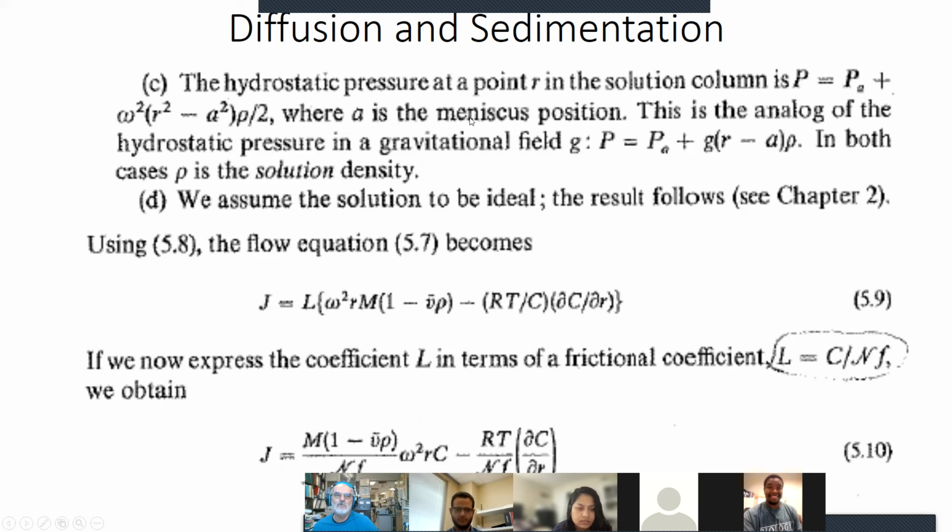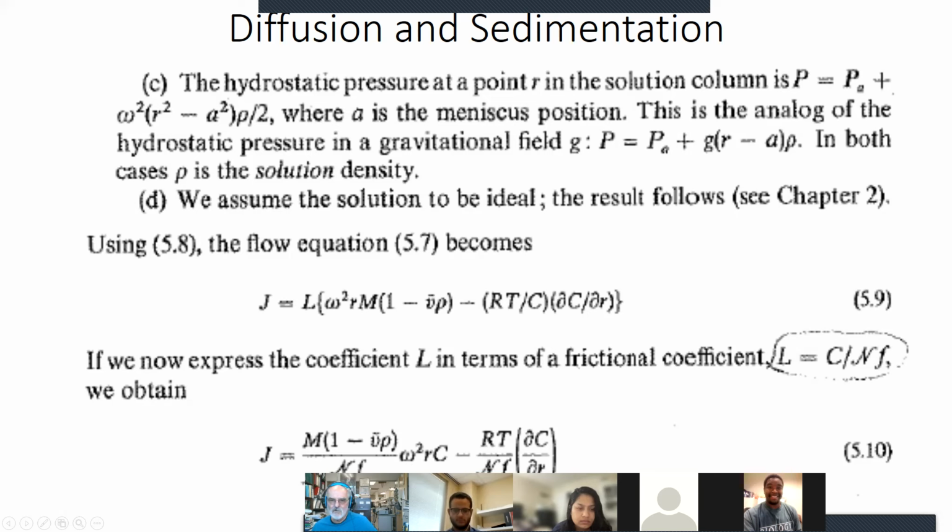This is walking you through what the pressure dependence is in r. And so you end up with this equation involving the flow, ω²r times the molecular weight and a buoyancy term. Okay, and then here's the other term involving the concentration dependence. The connector from up above is C over NF. And so we can plug that into this total equation, and we see that the flow is equal to this molecular weight term times this ω²rC, and then this RT over NF times dC/dr. The C here cancels the C here. And so this is the equation that we get for the flow.